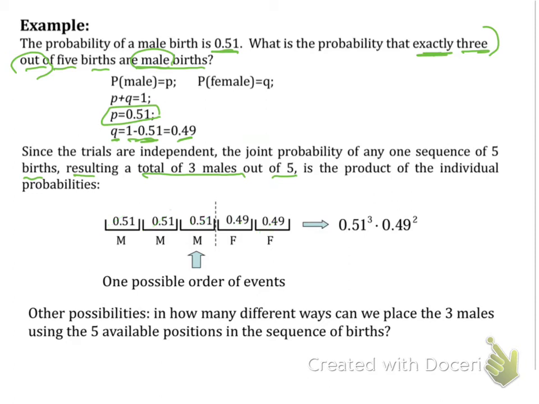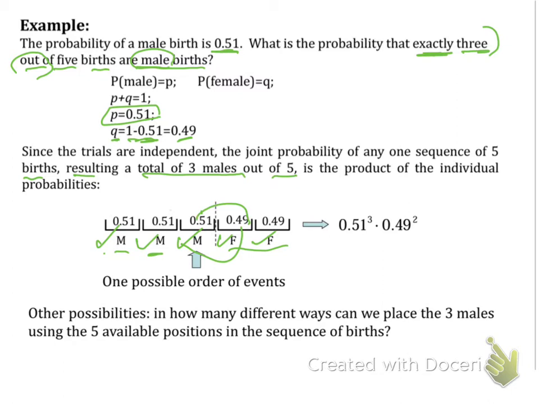We could have the male first, the male second, and the male third, and the last 2 are female. So first, second, and third are males, and the last 2 are female. We have different arrangements. We could have the first and second male, the third female, and the fourth male, and so on. So we have a lot of possibilities.